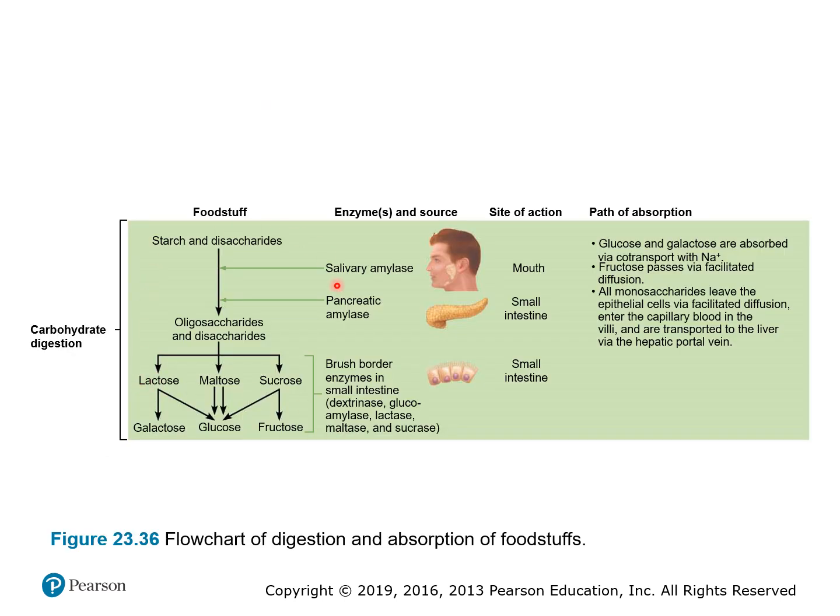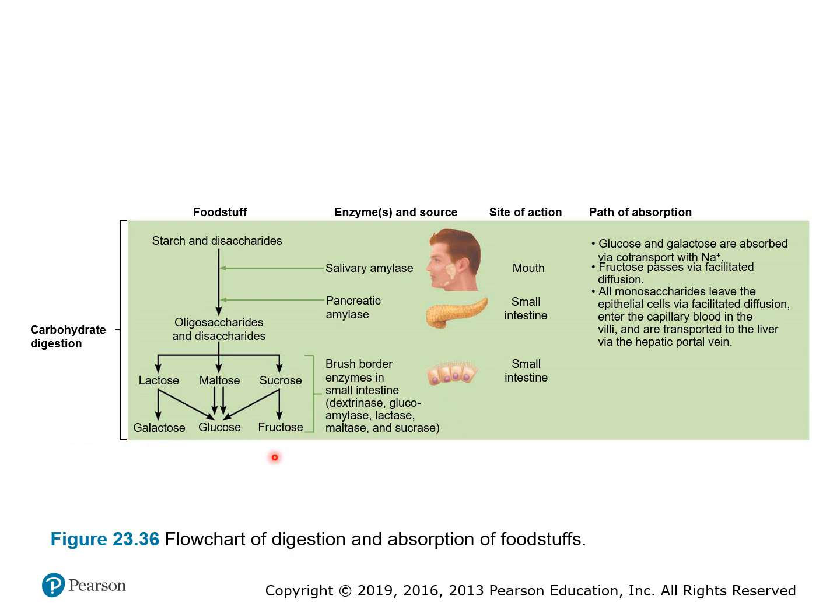This is a chart. It summarizes everything which we have said. The digestion of carbohydrates begins in the mouth with the salivary amylase. Then the pancreatic amylase comes in, and the starches are broken down into oligosaccharides and disaccharides. Those disaccharides are further acted upon by the brush border enzymes and converted into monosaccharides. So lactose, maltose, and sucrose are disaccharides. They are further acted upon by brush border enzymes and converted into monosaccharides.